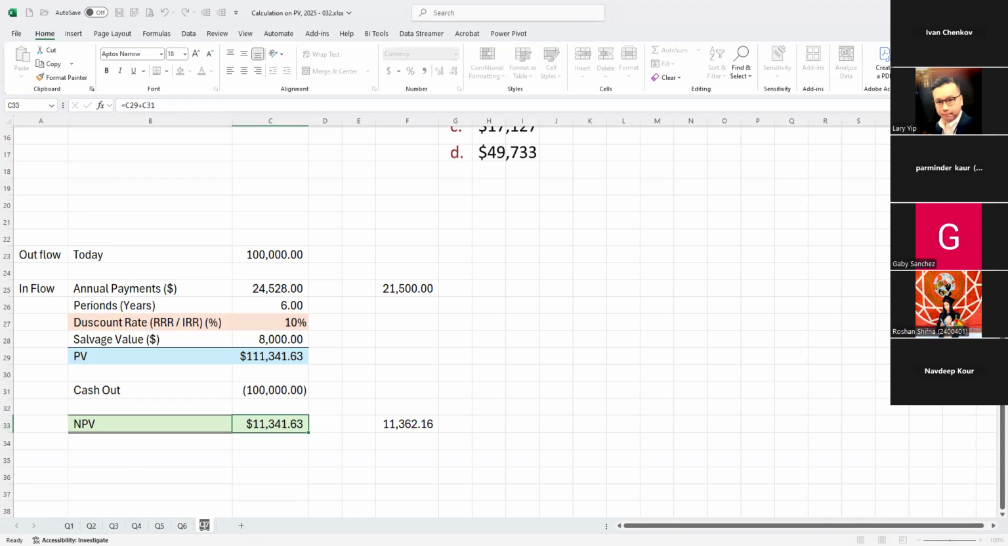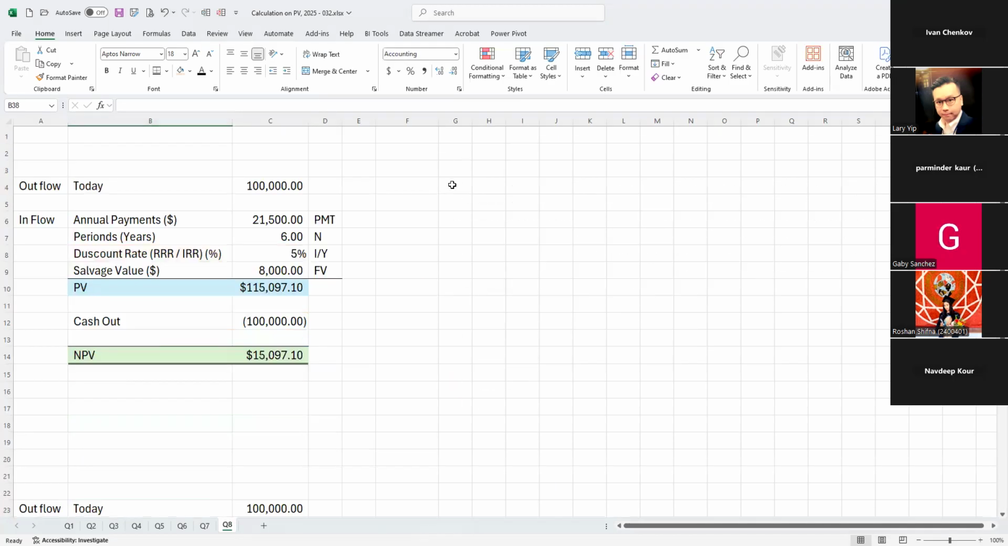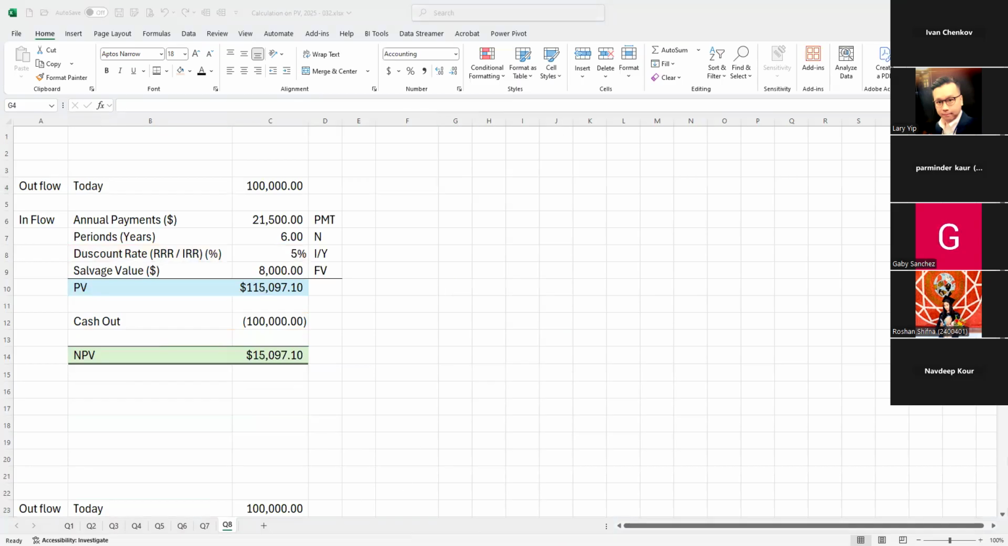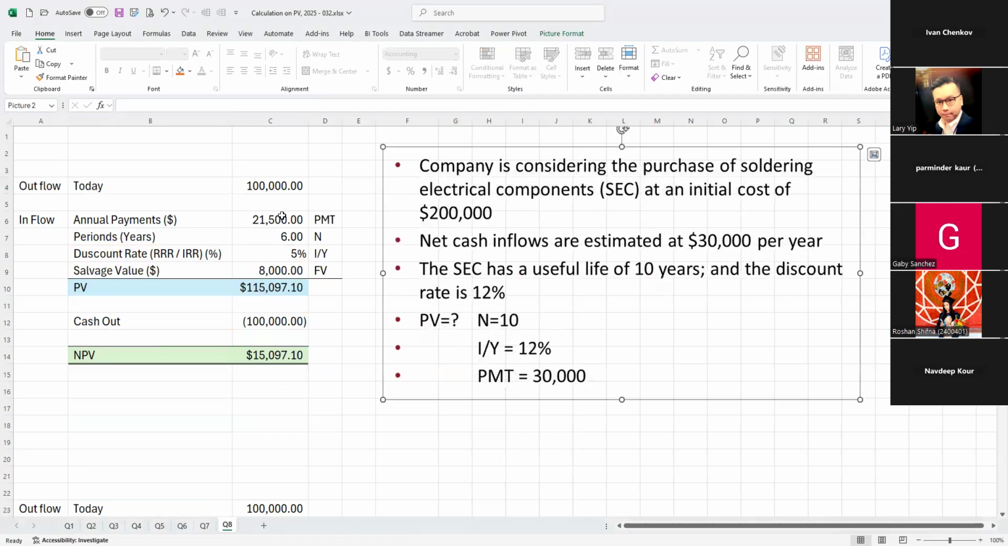So what I'm going to do is grab this worksheet here. I'm going to flip it here, and that will be question 8 in my case. And I'm going to change this one. I guess I didn't copy it. Let's copy this one. And I'm going to paste it as a picture, and now I have the information.